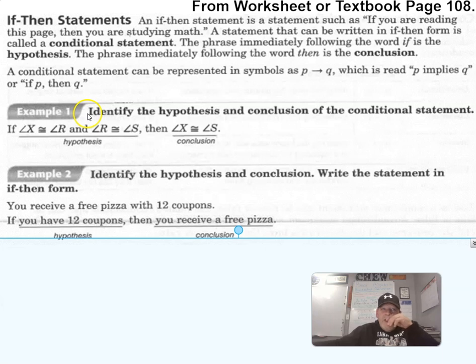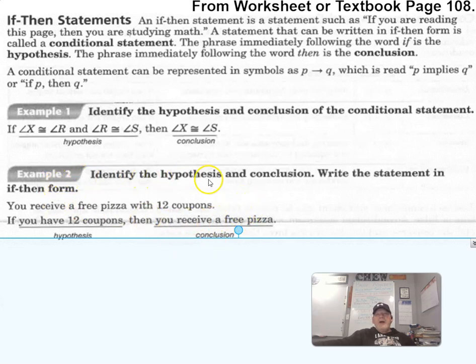Here's another example. Let's talk a little geometry. Identify the hypothesis and conclusion of the conditional statement. If angle X is congruent to angle R, and angle R is congruent to angle S, then angle X is congruent to angle S. We have the hypothesis underlined here, and the conclusion here after the then. This looks a lot like the transitive property from algebra. All these things are related.